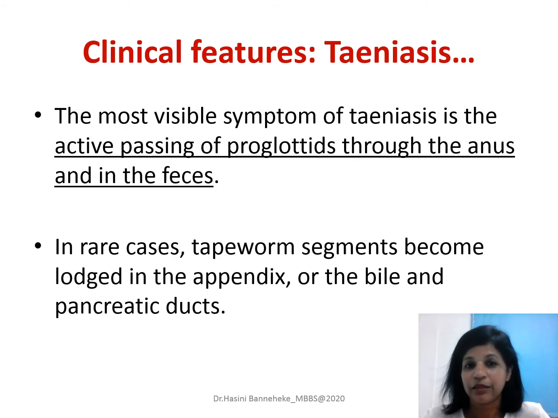Moving on to the clinical features again. Sometimes the presenting complaint of the patient is that they have seen some whitish particles coming out of their anus, or they are seeing some whitish particles in their feces, which are actually actively moving, because the proglottids, even when detached from the main strobila, can move on their own. So patients come and say this.